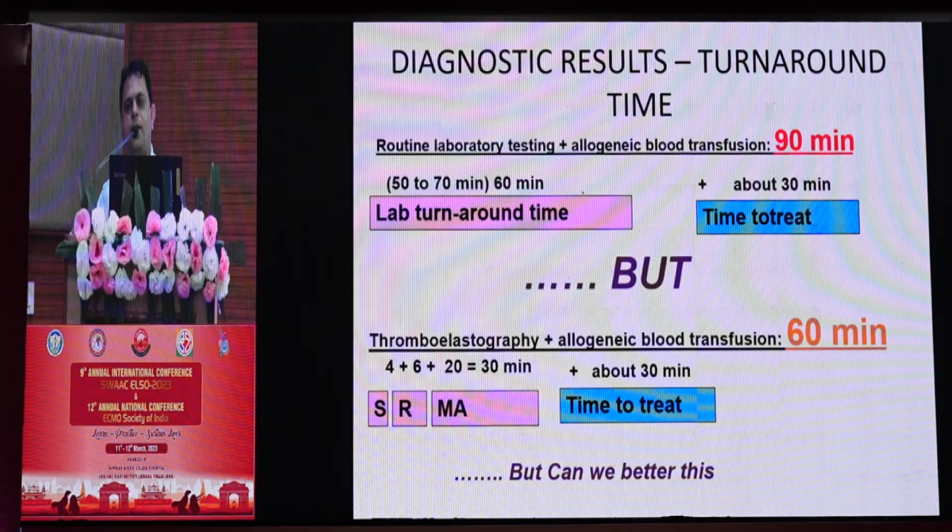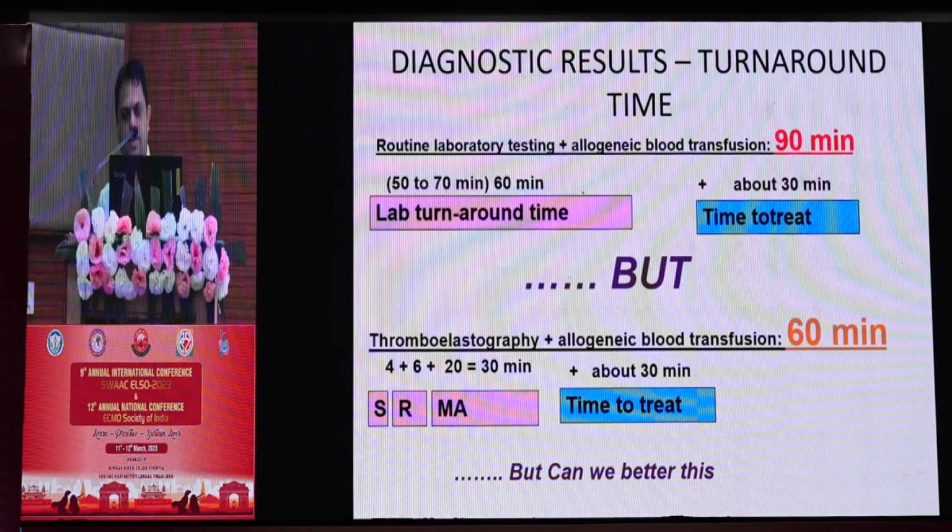Also, the time taken for you to come to a conclusion and rectify it or treat the patient is quite large, and you might miss the boat. So these monitoring methods give you a complete holistic picture of what is happening in the body with the circuit, with the disease process, and also help us treat the patient faster. We already have thromboelastography, but can we do better is the question.